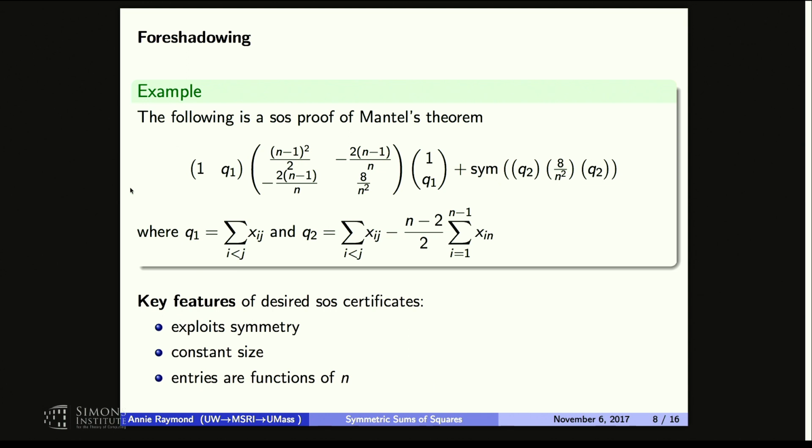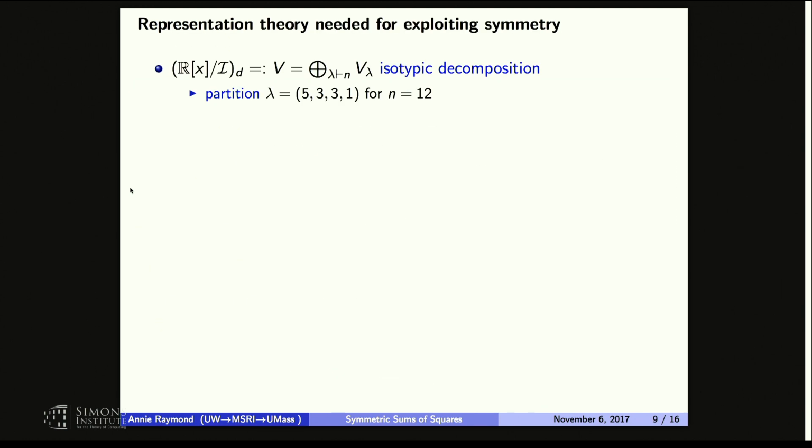All right, so how will I do that? How do I exploit symmetry? How do I find such certificates? Well, I'll need to use representation theory. You might not like representation theory. You might love it.